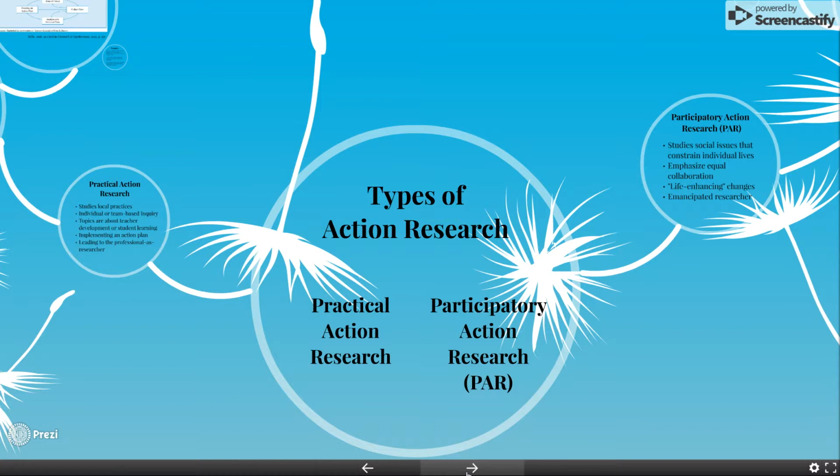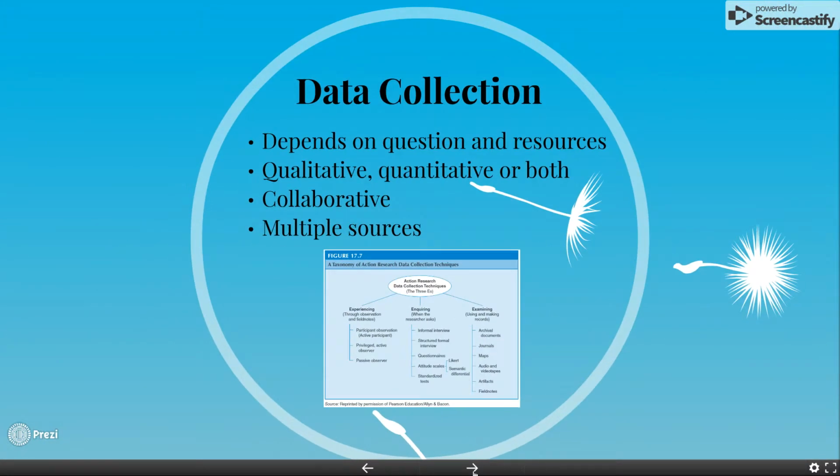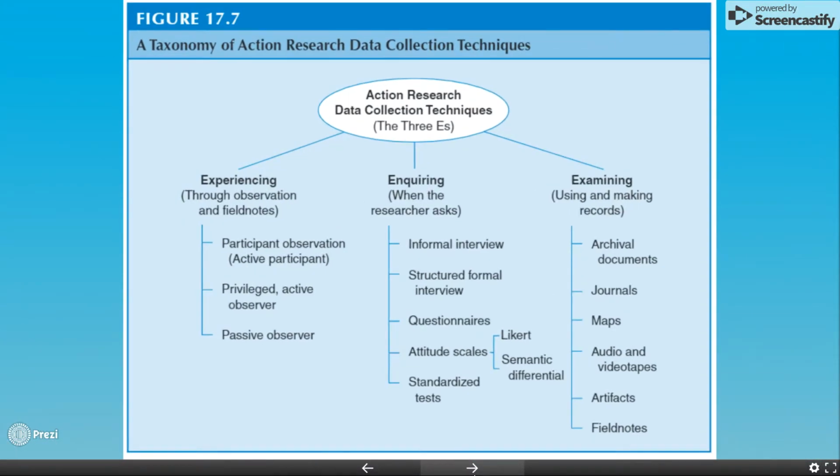There are 2 distinct differences between these 2 types of research. The data collection that is used with this type of research design depends on the questions and the resources and time available to the researcher. It can be qualitative or quantitative or a mixture of both. It is collaborative and encouraged to have multiple resources for triangulation of data.